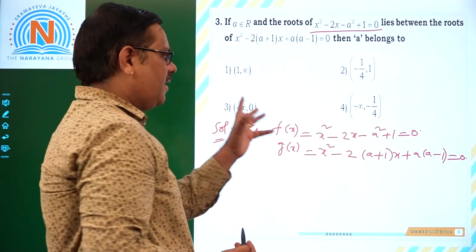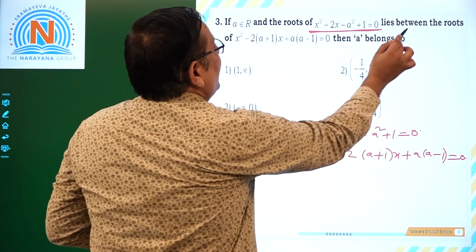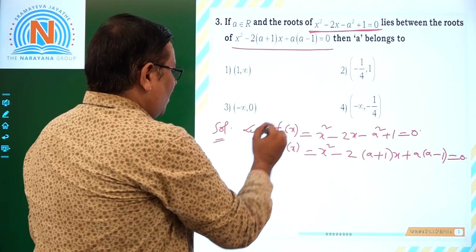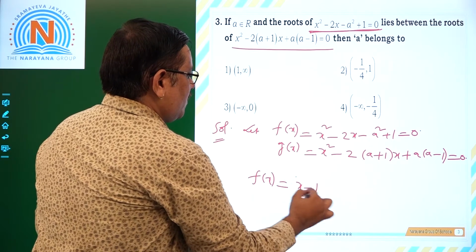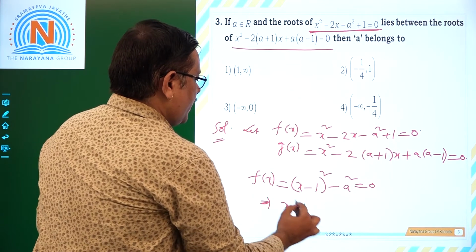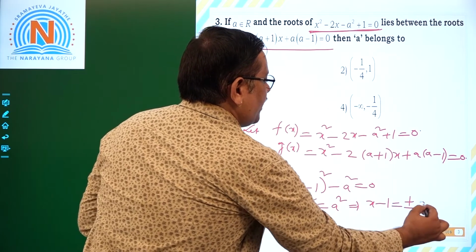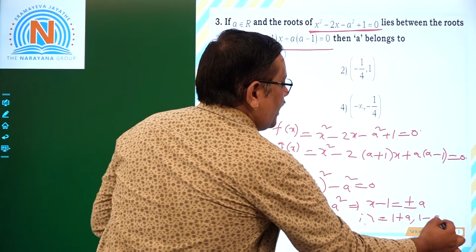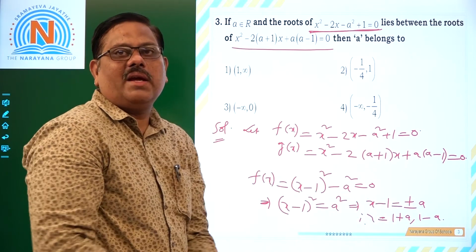What is the condition he is saying? What is he trying to say? Here, the roots of this lie between the roots of this. Now, let us try to simplify f of x. F of x we can write as (x minus 1) whole square minus a square is 0. That implies (x minus 1) whole square is a square, that is otherwise x minus 1 is plus or minus a. Therefore, x is equal to 1 plus a, 1 minus a. The roots of f of x we got as 1 plus a and 1 minus a.